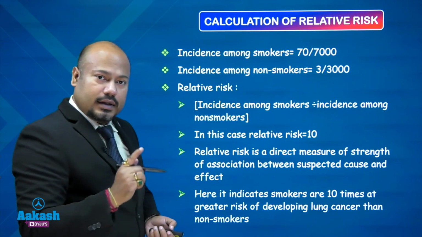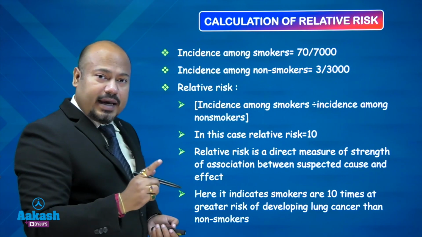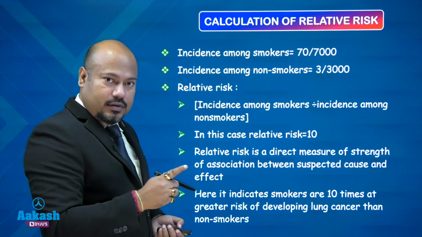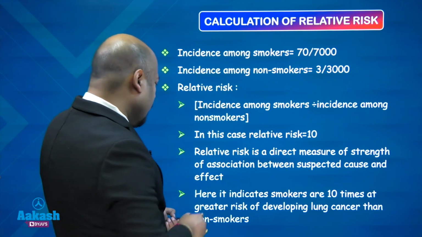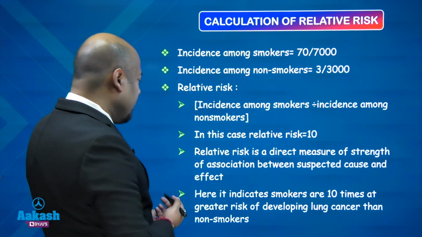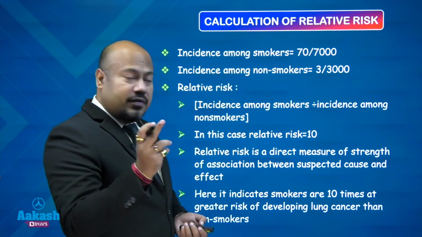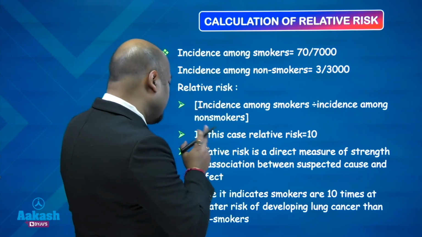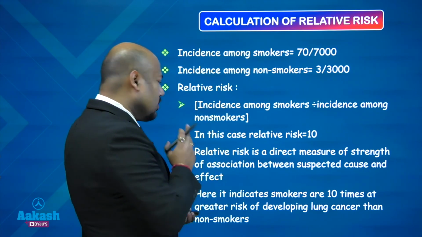It means that a smoker is likely to develop lung cancer 10 times compared to a non-smoker. Indicates that smokers are 10 times at greater risk of developing lung cancer compared to non-smokers. So relative risk is a direct measure of the strength of association between suspected cause and effect.